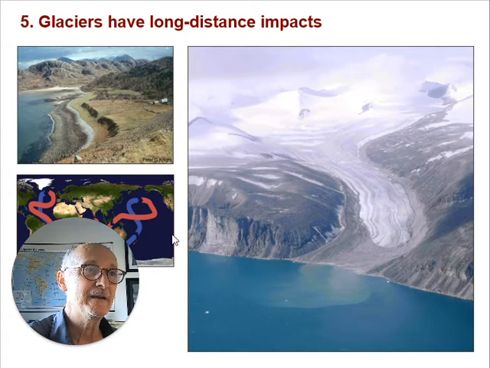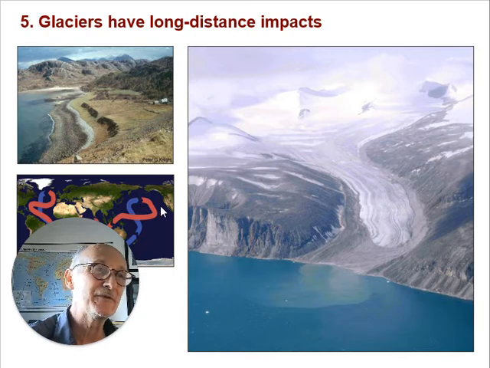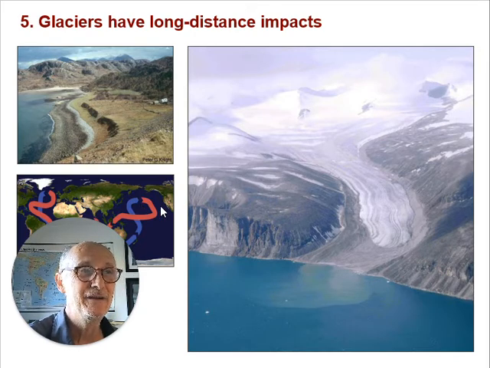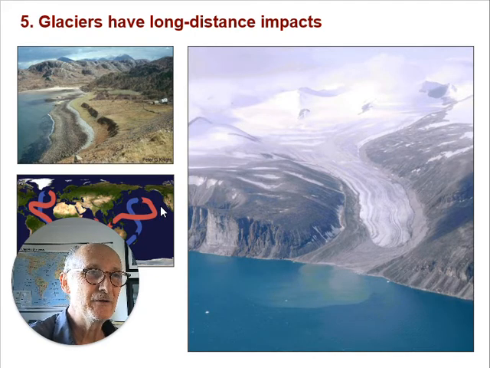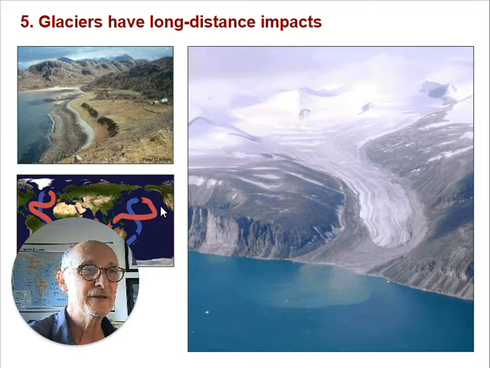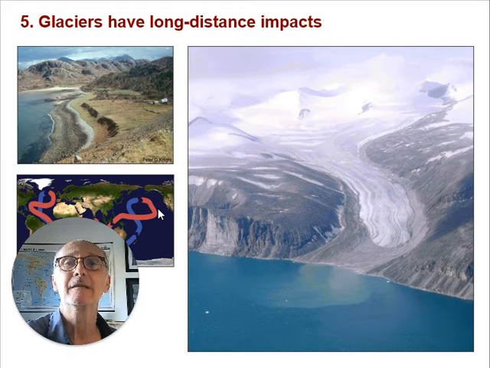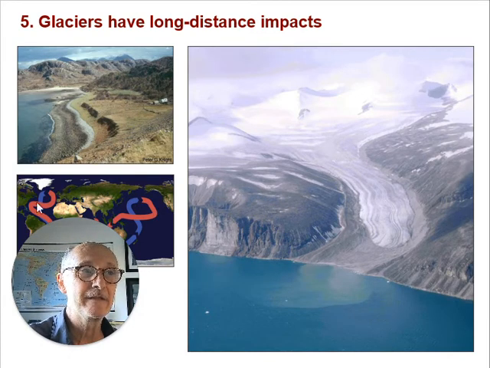You can see hidden behind me here a diagram which I'm sure is familiar to you of the global oceanic thermohaline circulation. That's controlled in part by meltwater from glaciers, leading to the sinking of cold water in certain areas of the planet, for example off southeast Greenland.